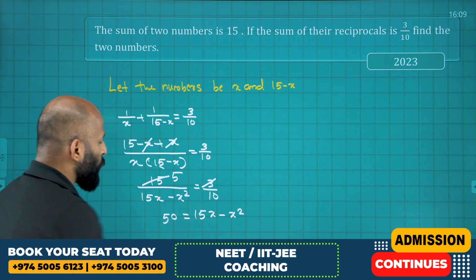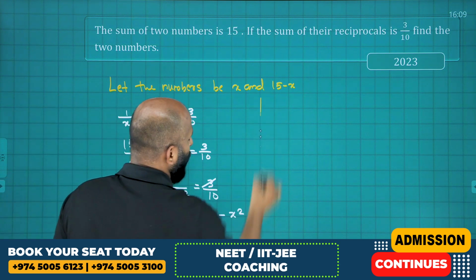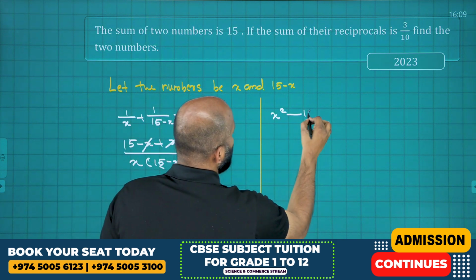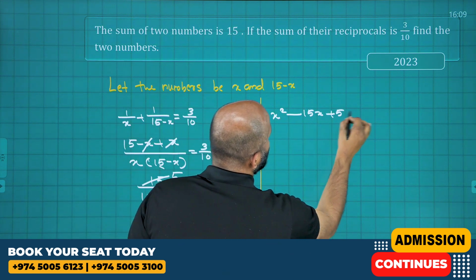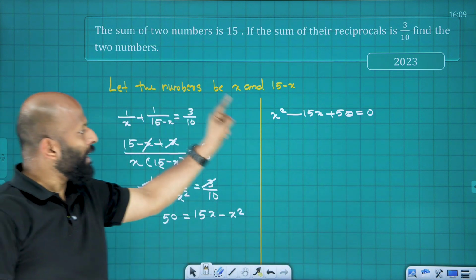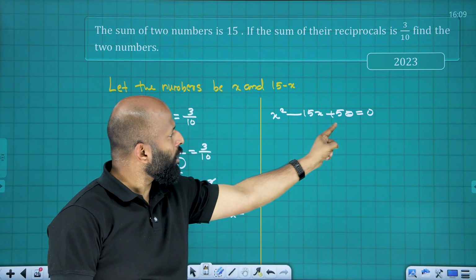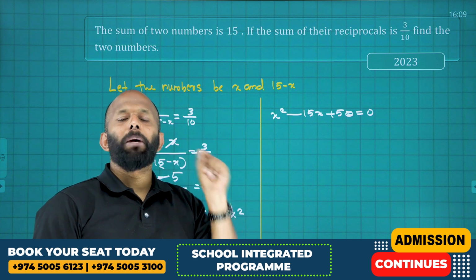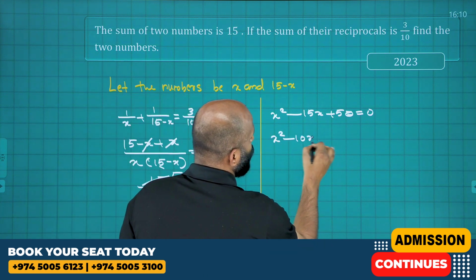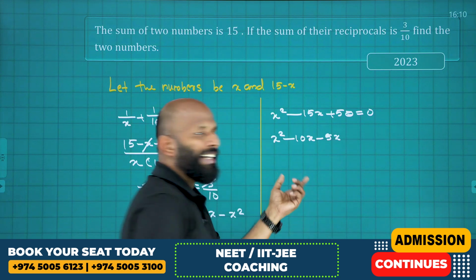Now we can shift this entire term into the left side. So then finally we will get x square minus 15x plus 50 is equal to 0. Now we can solve this quadratic equation by the splitting the middle term method. How? x square minus 10x minus 5x. How are we getting 10 and 5?